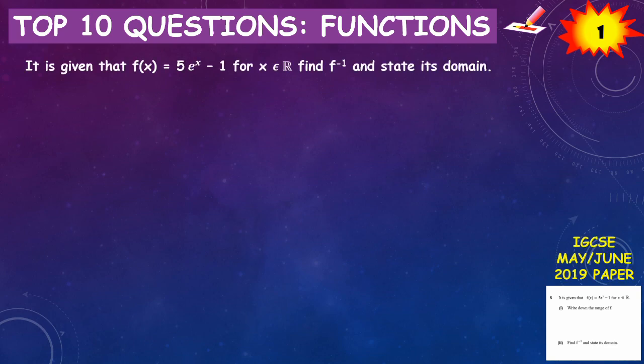It is given that f(x) equals 5 multiplied by e to the power of x minus 1 for all real numbers for x. Find f inverse and state its domain. Let's find the inverse first. We substitute f(x) as y, and we rearrange all the equation to the left.